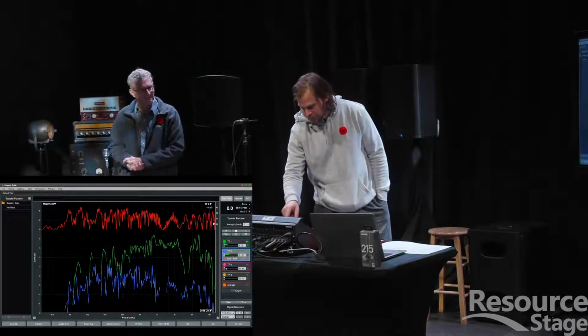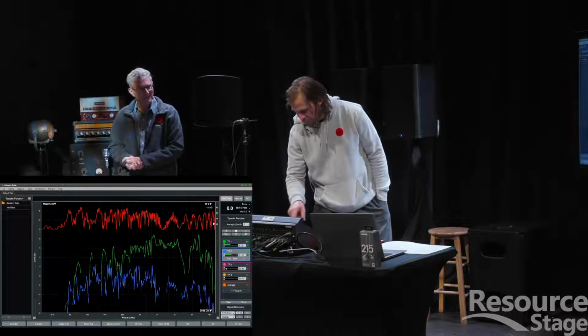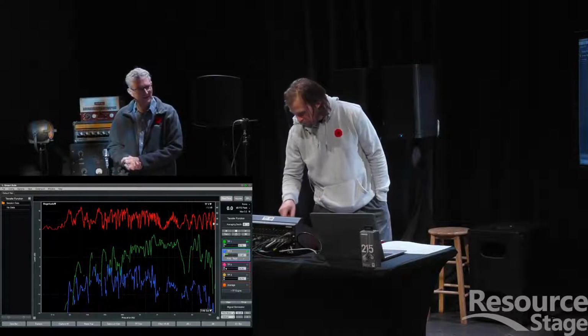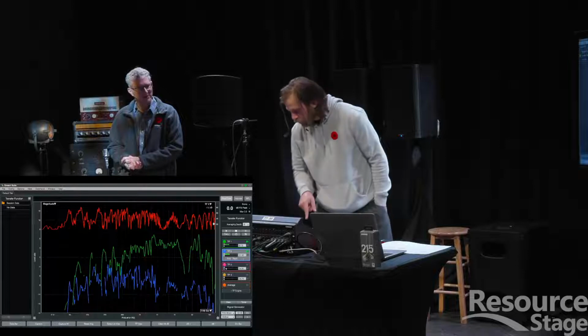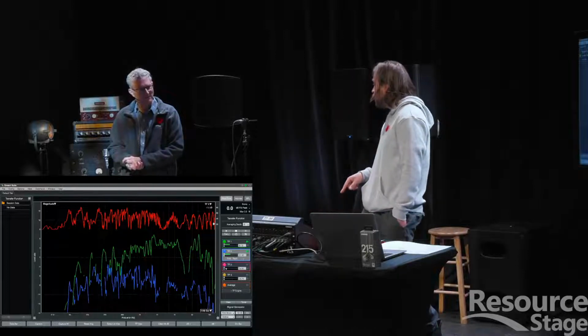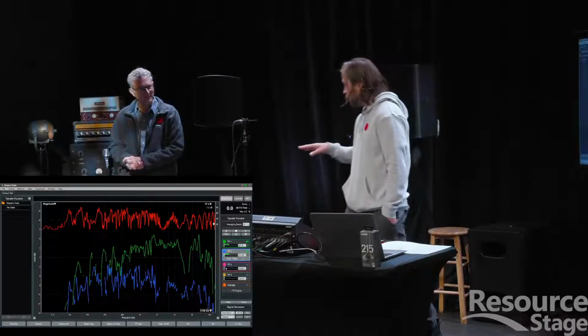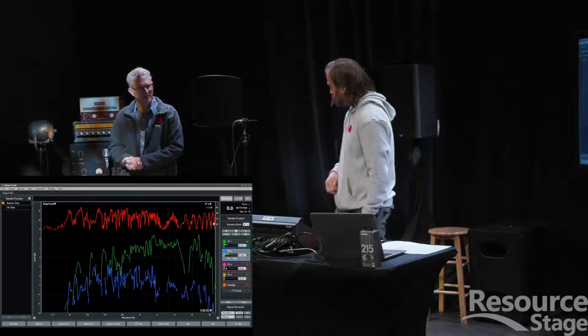On Smart? Yes, absolutely. So I will start with it off, with the polarity not flipped on either speaker. And both speakers are on? Both speakers on, yes. Okay.